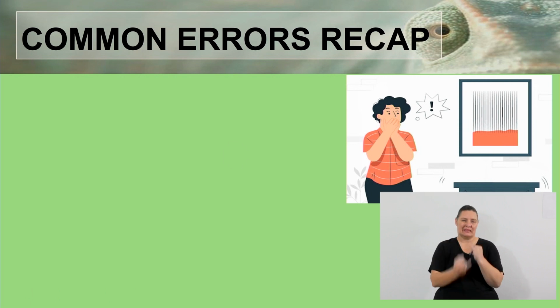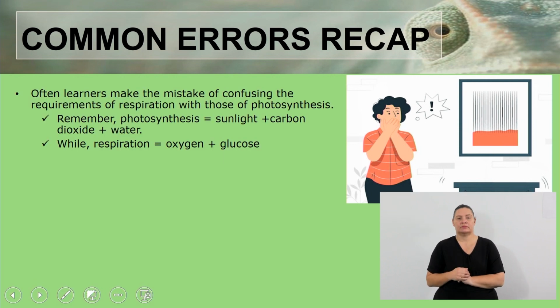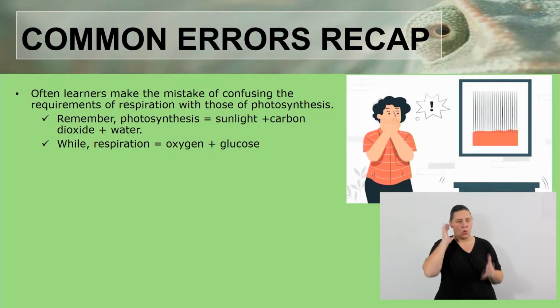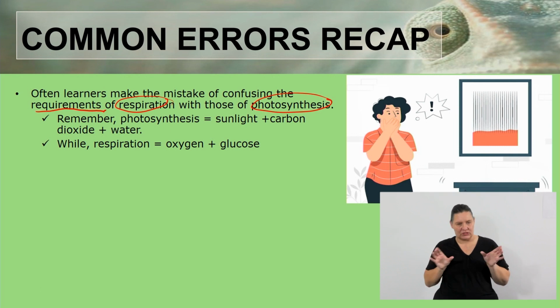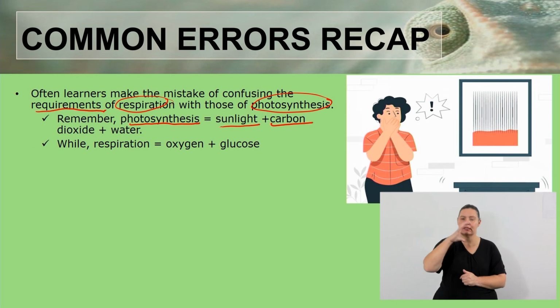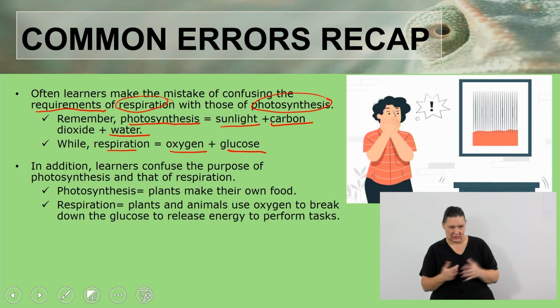Now we are going to move on to the common errors, which are the mistakes that learners normally make when dealing with this topic. So often learners make the mistake of confusing the requirements of respiration with the requirements of photosynthesis. So it is important to remember that for photosynthesis, the requirements are sunlight, carbon dioxide, and water, whereas the requirements for respiration are oxygen and glucose. So it is important not to confuse the two.